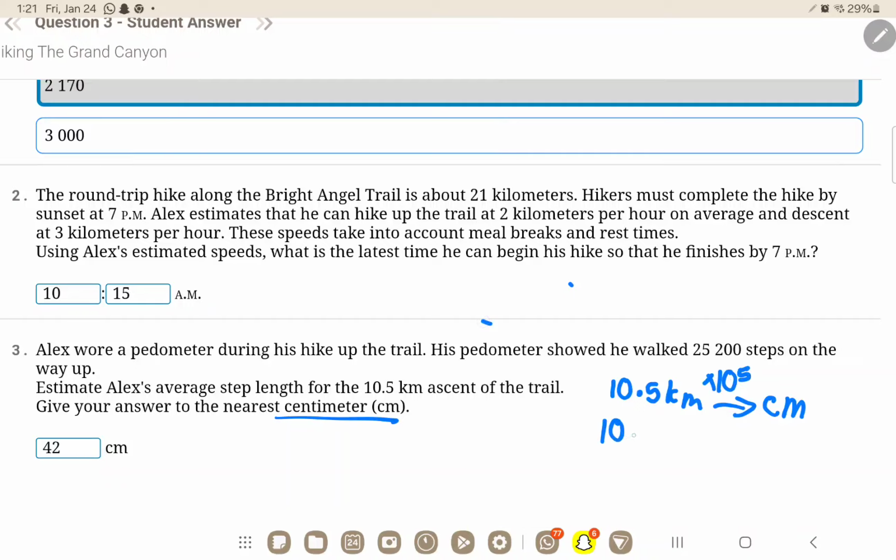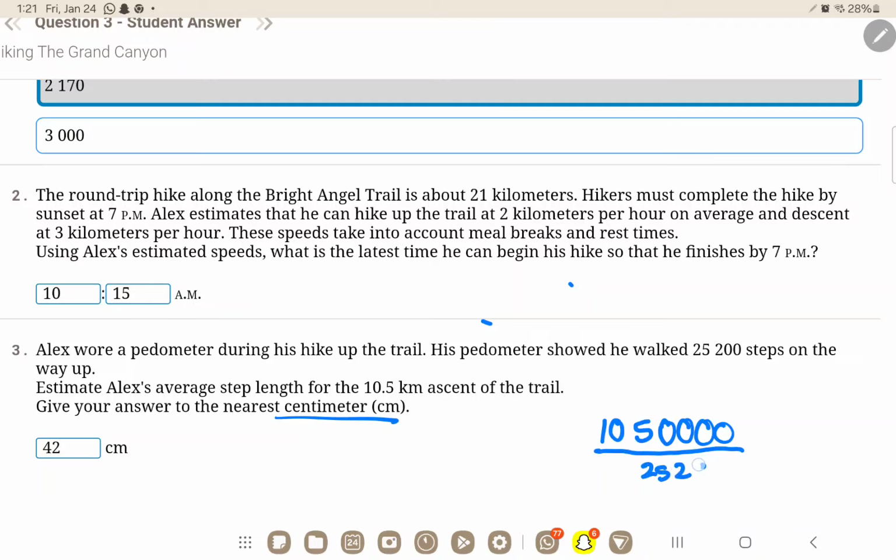So 10.5, move it 1, 2, 3, 4, 5. So you're left with 1,050,000. This is how many centimeters you walked up the trail. Let me rewrite it. Wait, I forgot the number. Okay, so it's 4 zeros after the 5. So now, in all of those centimeters, he walked 25,200 steps.